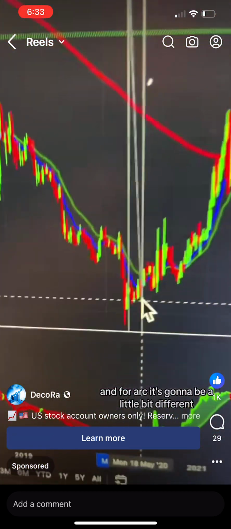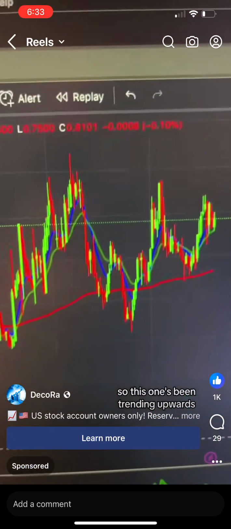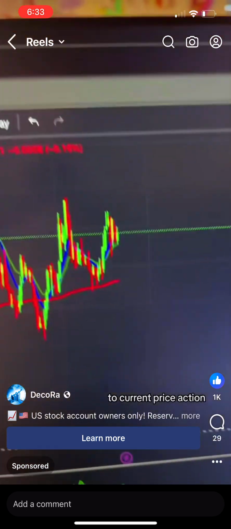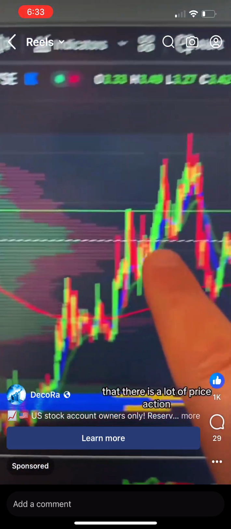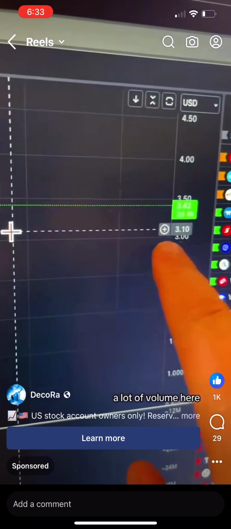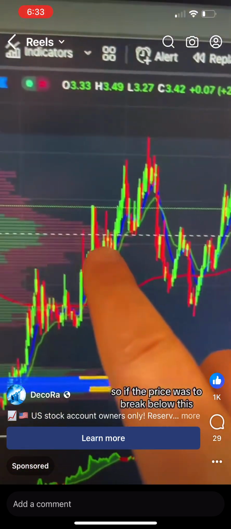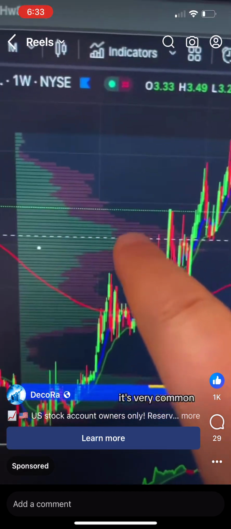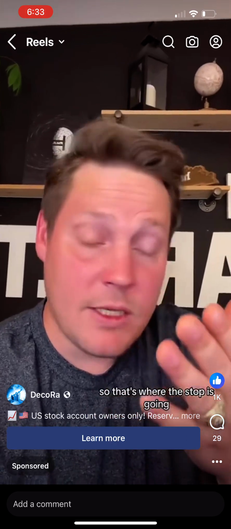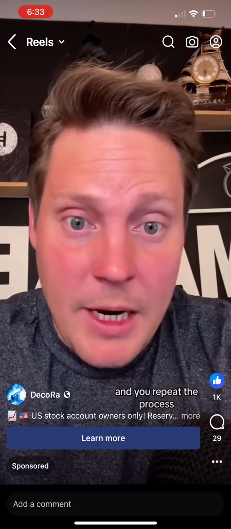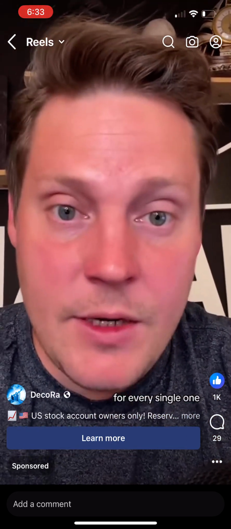And for ARK, it's going to be a little bit different. So this one's been trending upwards, and we do trough to current price action. So let's draw that out, and there it is. And I notice that there is a lot of price action, a lot of volume here at the 310 mark. So if the price was to break below this, it's very common for the price action to complete the range. I don't want to take that risk, so that's where the stop is going. And you repeat the process and you set stops for every single one that you enter.